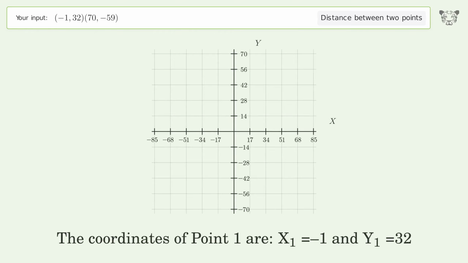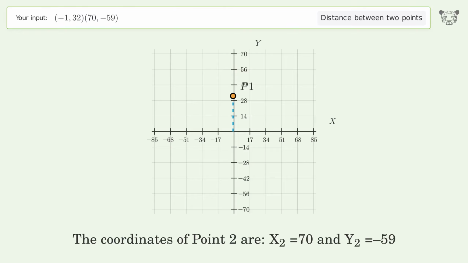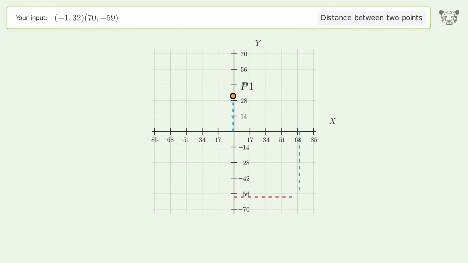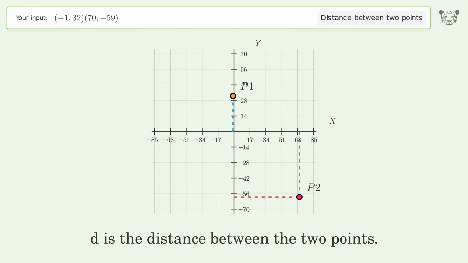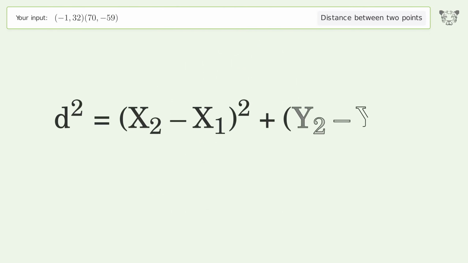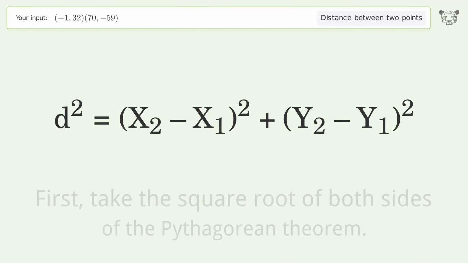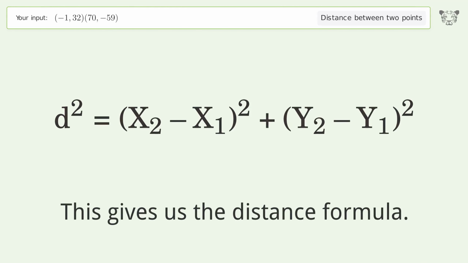The coordinates of point 1 are x1 equals -1 and y1 equals 32. The coordinates of point 2 are x2 equals 70 and y2 equals -59. D is the distance between the 2 points. First, take the square root of both sides of the Pythagorean theorem. This gives us the distance formula.